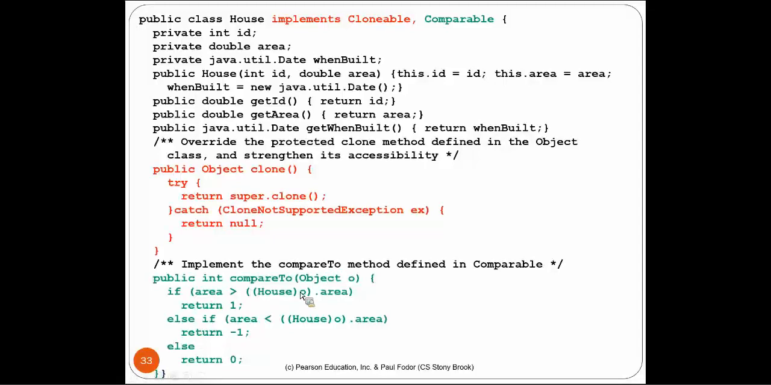The compareTo method takes another object, which is assumed to be a house, and if the area of the current house is greater than the other house's area, then we return a positive value. If it's less, we return a negative value. If it's equal, then we return zero, noting that these two houses have the same area.